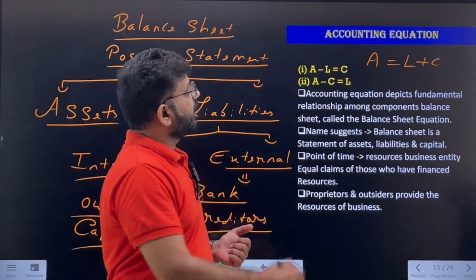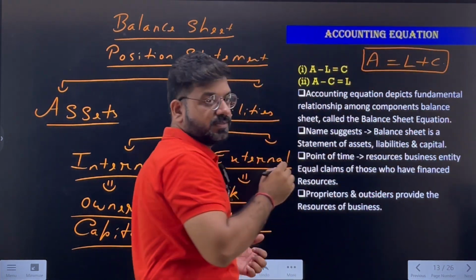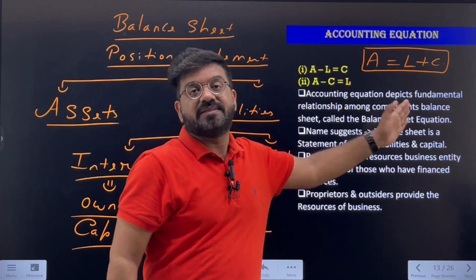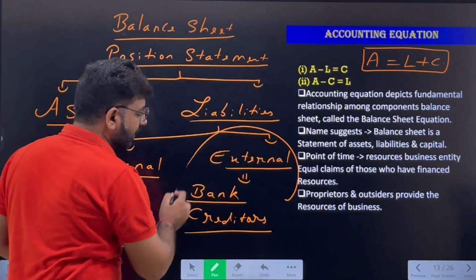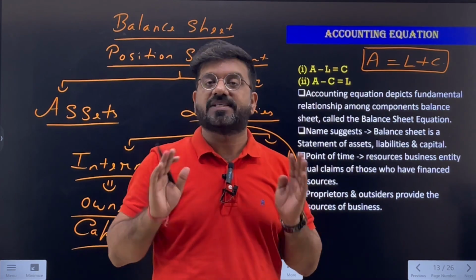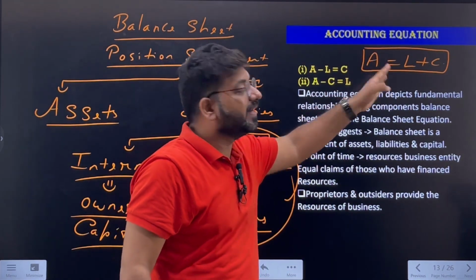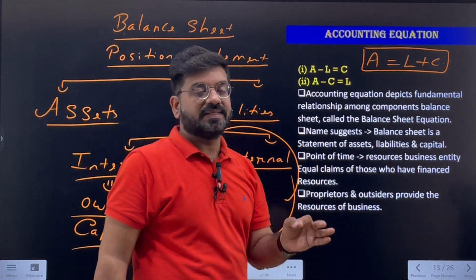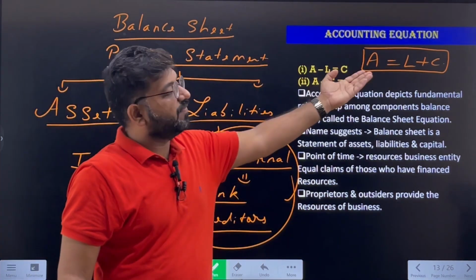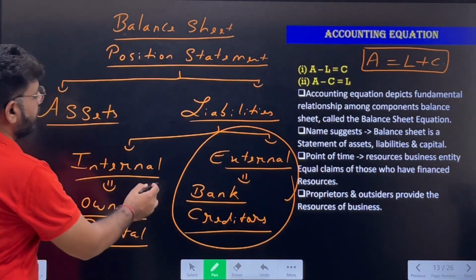Okay, so that's why the formula is assets is equal to liability plus capital. So liability, here, simply means the external liability. Is that clear? Just don't get confused with the internal and external. When in the accounting equation liability is written, it simply means the external liability only. And obviously we have one more thing, one more name, that is the capital. So capital is basically the internal liability.